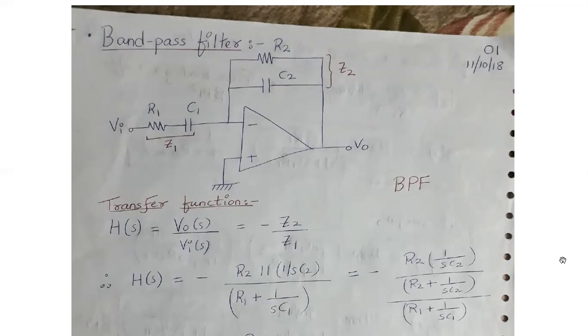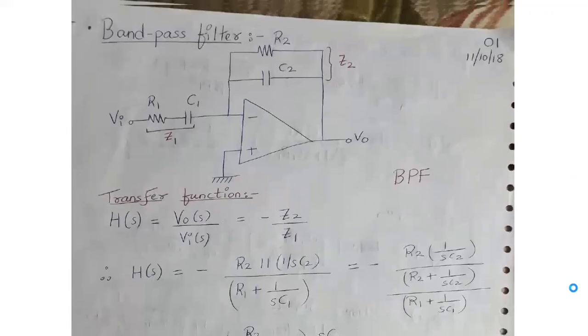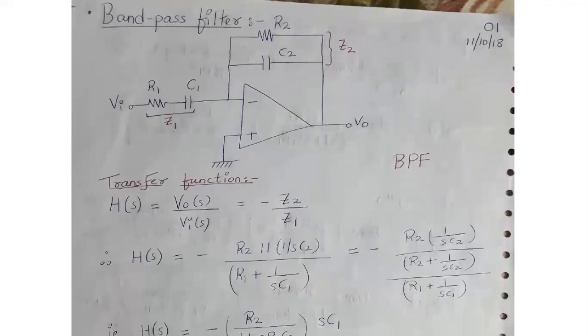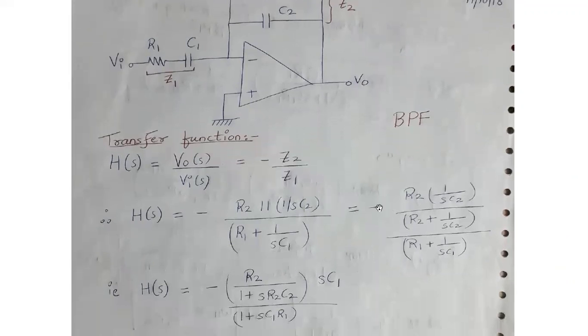Okay. Now, since it is a linear application, that's why this is applicable. Now, Z2 will be R2 parallel to 1 upon S C2 and Z1 will be R1 in series with 1 upon SC1. Okay, so we will clarify this. We'll solve this. R2 parallel to 1 upon SC2 will be R2 into 1 upon SC2 divided by R2 plus 1 upon SC2, the whole divided by R1 plus 1 upon SC1.